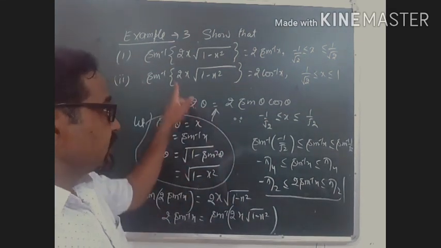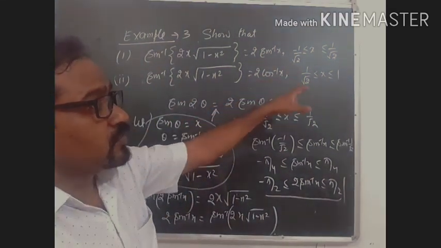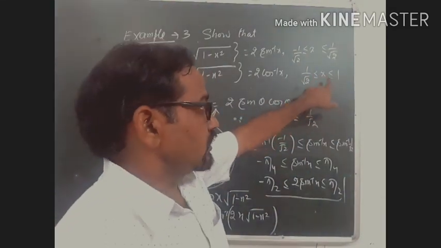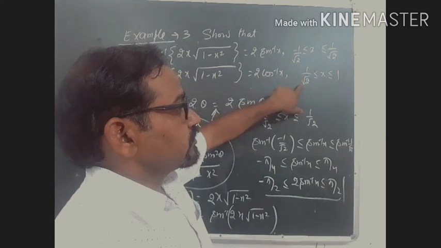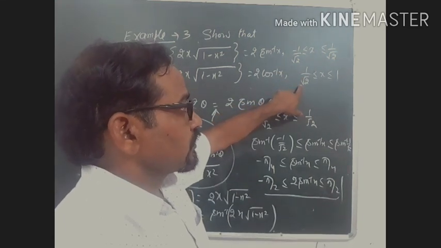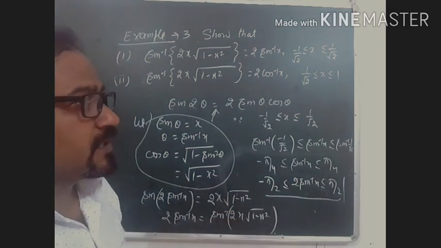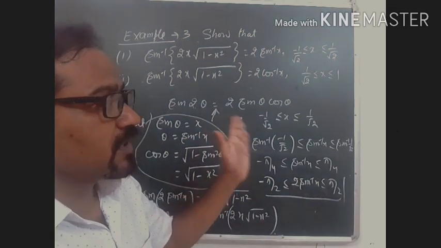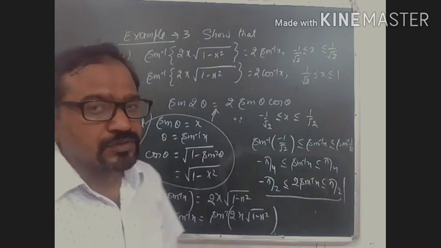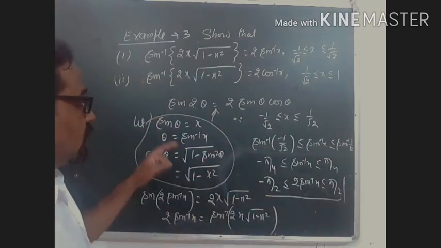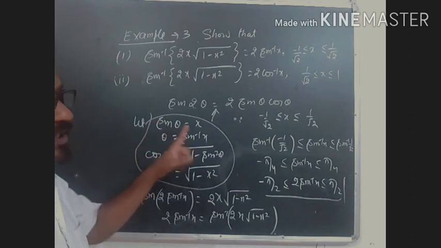Therefore, in this first part, we let x equal sin theta, or sin inverse x equal theta. In the second part, x lies between 1 by root 2 and 1. Therefore, if we take cos inverse over the whole interval, cos inverse of 1 by root 2 is pi by 4 and cos inverse of 1 is 0. Then multiplying by 2, this belongs to 0 to pi by 2. Therefore, this is the second part. You can also prove it by taking cos theta equal x.